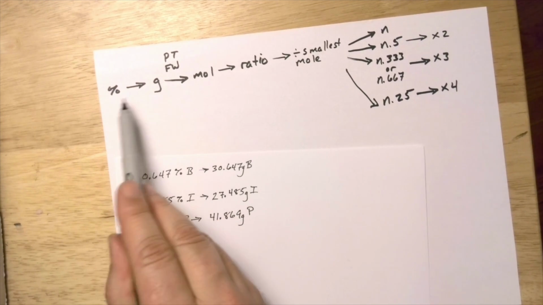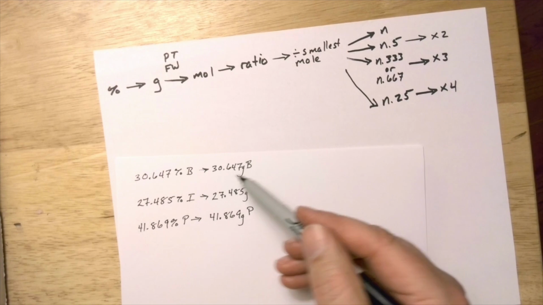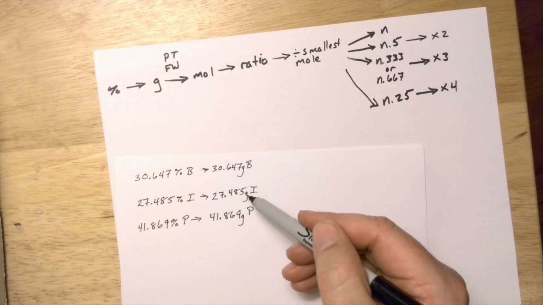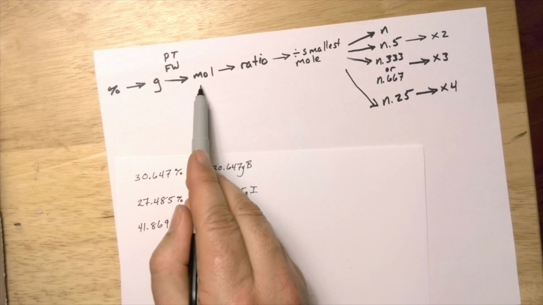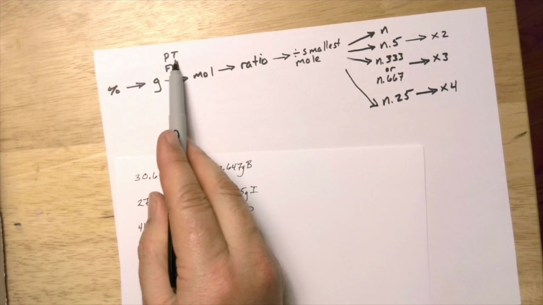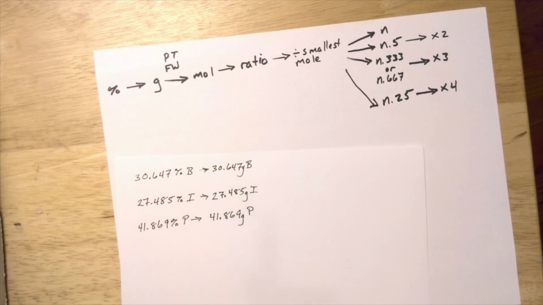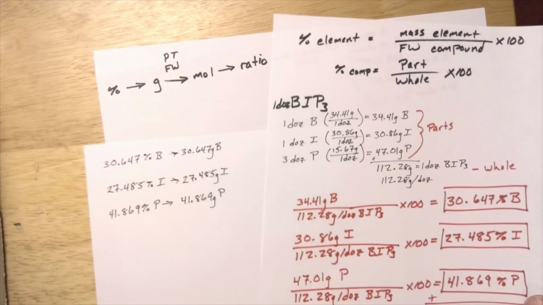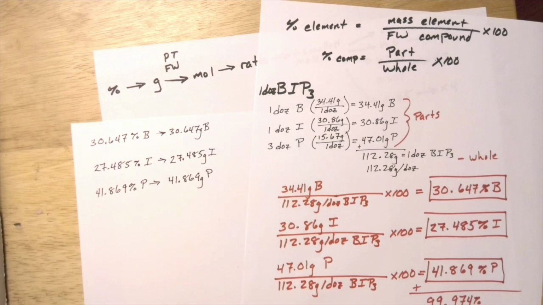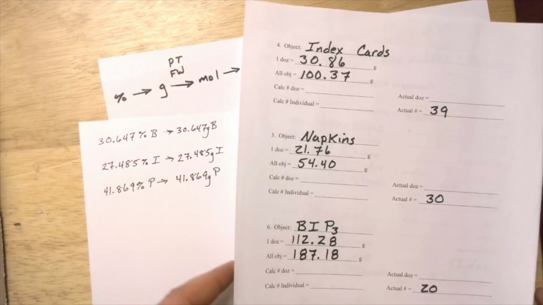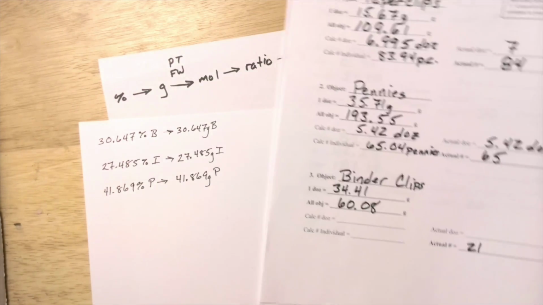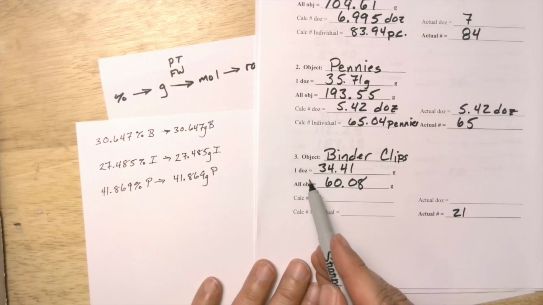You assume you have 100 grams of it, so therefore if I have 100 grams of this material, this will be how many grams of each one of the materials I would have. Next step is to go from grams to moles. And a lot of times you would be using the periodic table. Now, since binder clips are not on the periodic table, we're going to use back to this, or even back to this. Like for binder clips, 1 dozen was 34.41 grams.